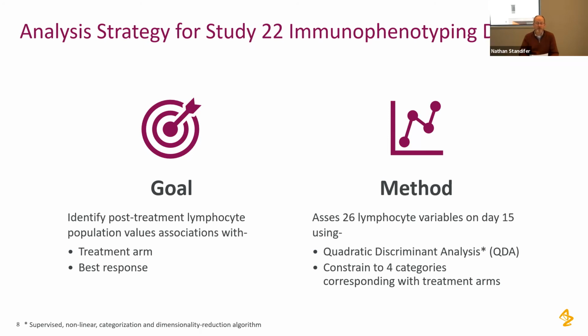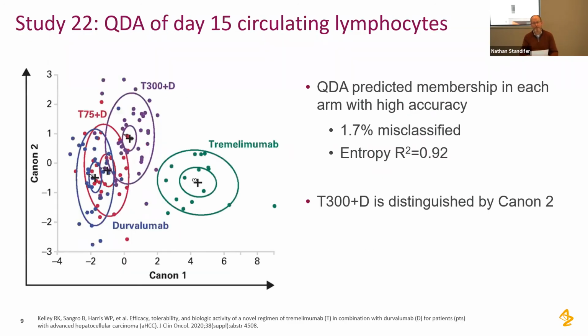This was, of course, based on looking at day 15 lymphocyte population counts. The results of the QDA are shown in the next slide. Each patient is indicated by a circular filled symbol, the color of which corresponds to the algorithm assigned group or arm. The crosses in the figure represent the multivariate means for each arm, and small and large ovals represent the 95% confidence intervals and 50% contours, respectively.